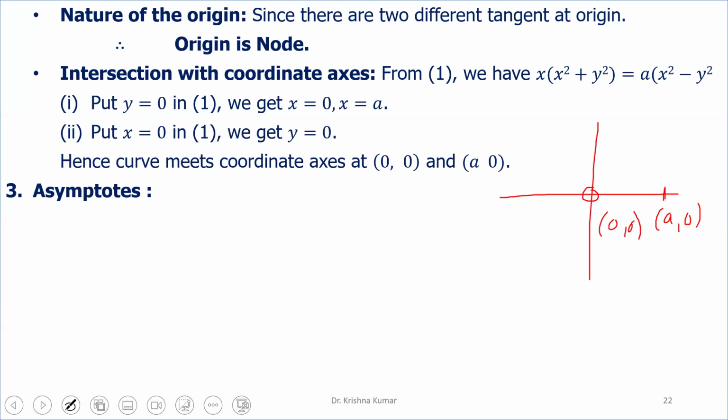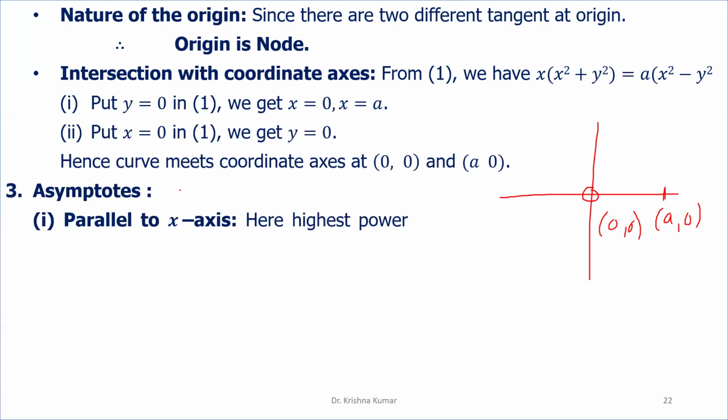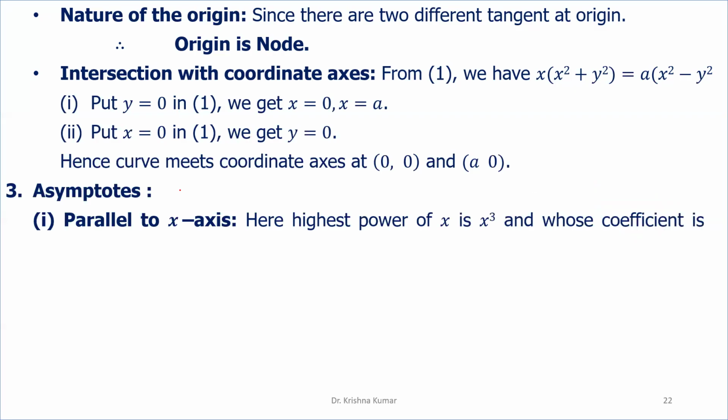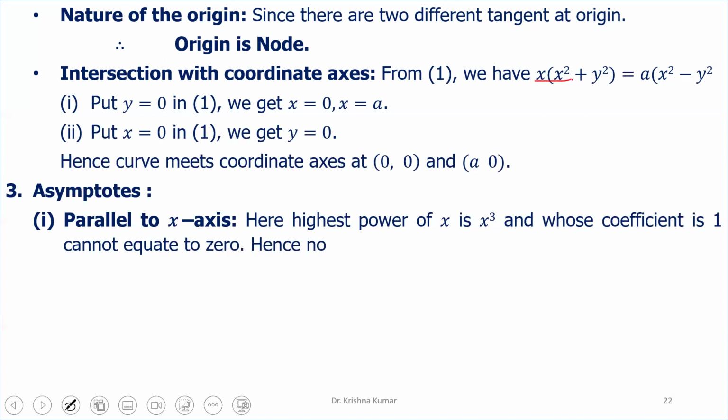Now let us come to the next point, asymptotes. What is an asymptote? An asymptote is a straight line which is at a finite distance from the given curve but touches it at infinity. So now let us find the asymptotes parallel to the x-axis. Here the highest power of x is x cube, whose coefficient is 1, which cannot be equal to 0, hence no asymptotes parallel to x-axis.